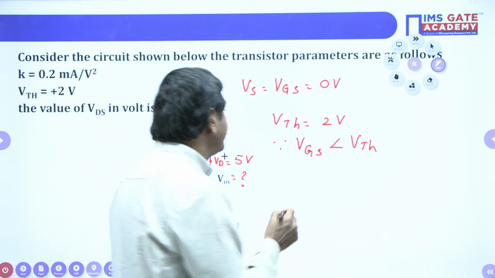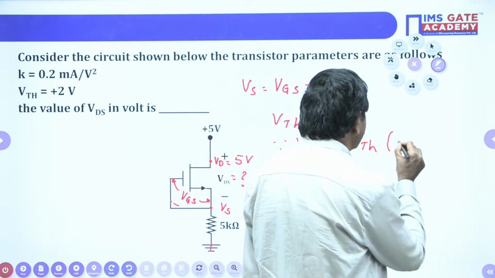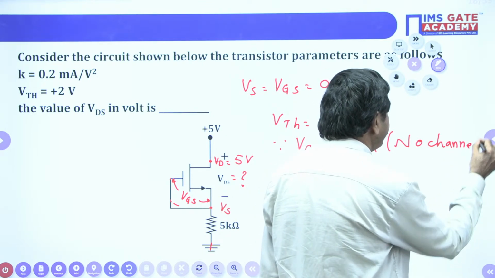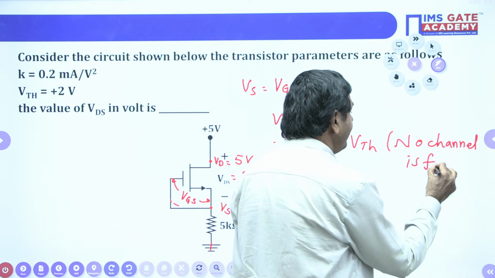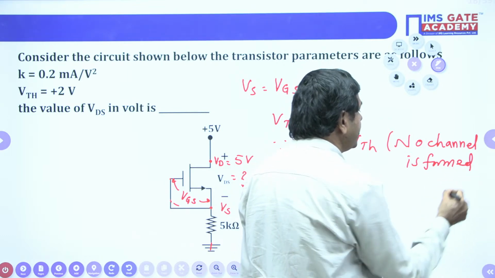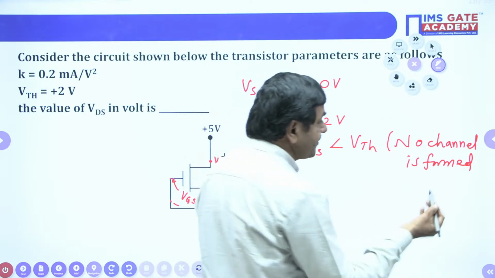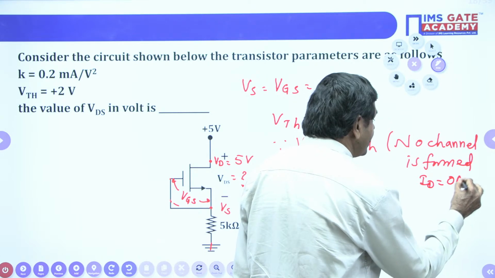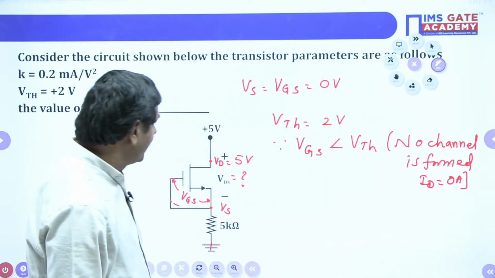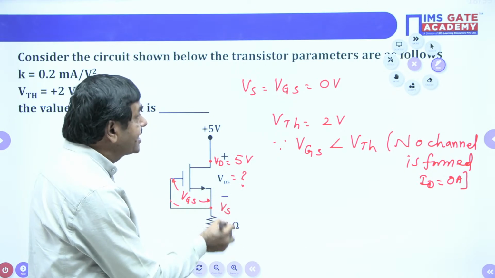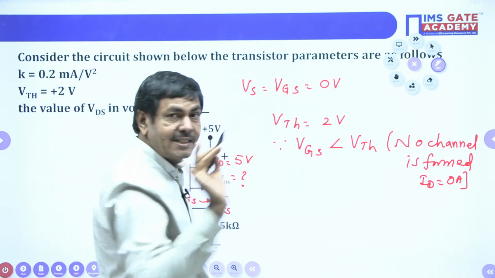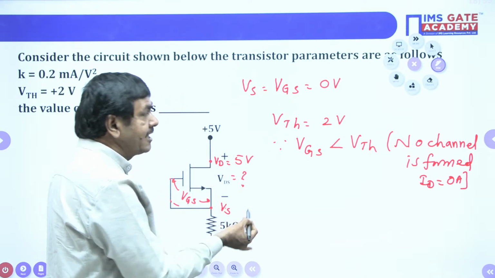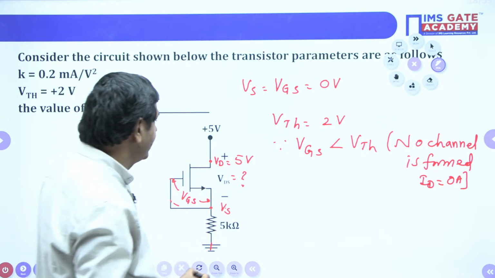VGS is less than VTH means no channel is formed. When the channel is not formed, the MOSFET is in off condition only. Drain current is going to become 0 amperes. Whenever the drain current is 0, current across 5K is also 0, and VS is also 0. That's why I said VS and VGS are 0. Drain current is 0, then VS also becomes 0. Both are 0 now.